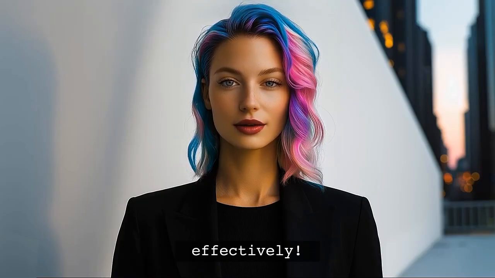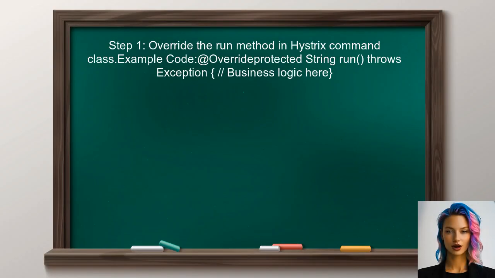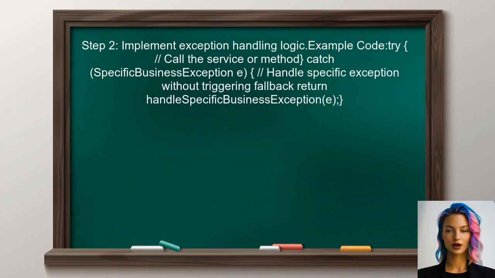Hystrix commands more effectively. To prevent Hystrix from triggering the fallback for specific business exceptions, the user should override the run method in their Hystrix command class. This is where the main logic of the command is executed. Next, the user needs to implement the logic to handle specific exceptions. This can be done by checking the type of exception caught in the run method.